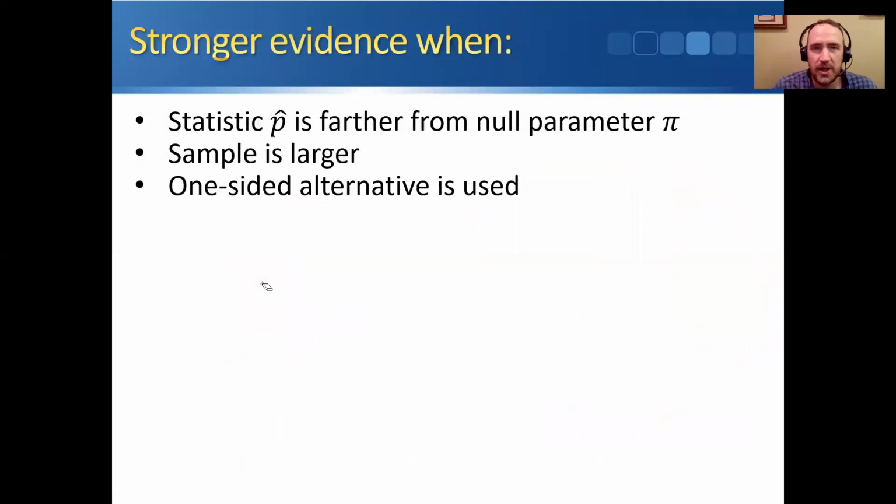All right, so in summary, we can see that we get stronger evidence when our statistic is farther from the null parameter pi. We get stronger evidence when we have a larger sample. That's one of the reasons why statisticians like to get as large a sample as possible. And we tend to get stronger evidence when we have a one-sided alternative.